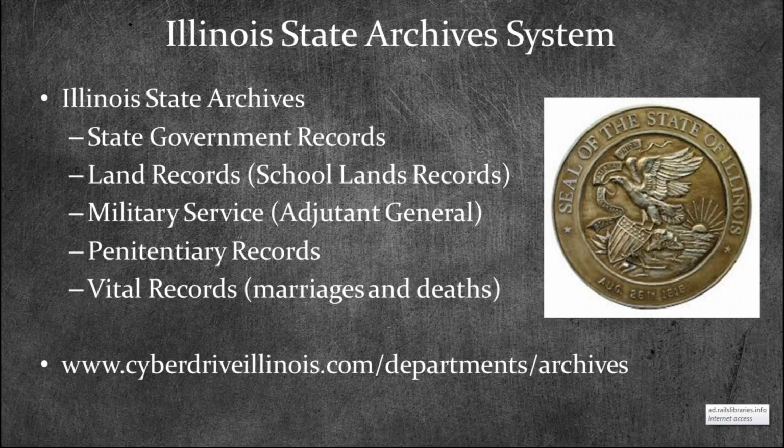That branch of the government was called the Adjutant General. The Adjutant General's office is still in existence. It's part of the Illinois National Guard. So anything from World War I to the present, if they served in the Illinois National Guard, would be in Springfield, in the Adjutant General's office through the National Guard office. If they served before the First World War, from the Civil War up to the Spanish-American War, those records are at the state archives.